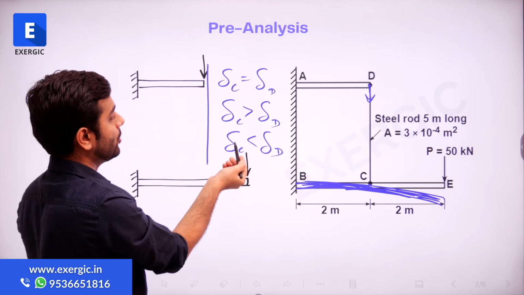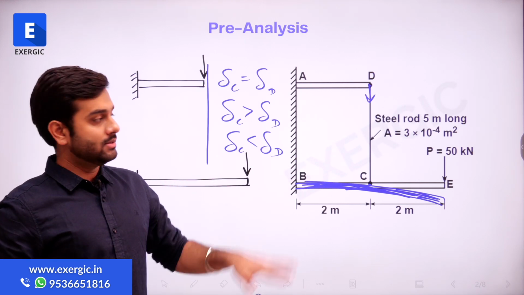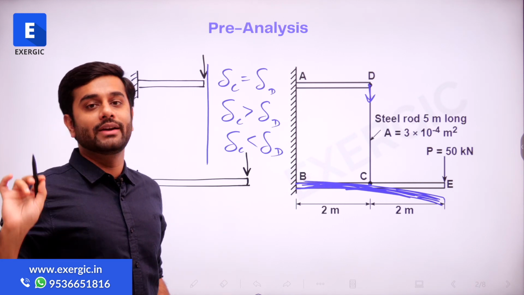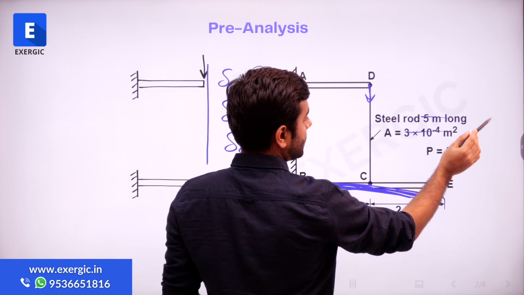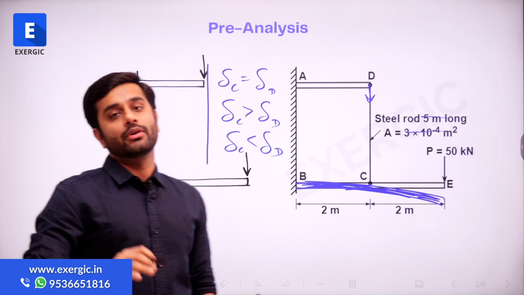Option A, option B, option C. And option D is data is insufficient, we cannot relate them. This is the question in front of you. Tell me, it does not require you to solve anything at this point of time. The length is also not required, area is also not required. Pause the video and think about it.